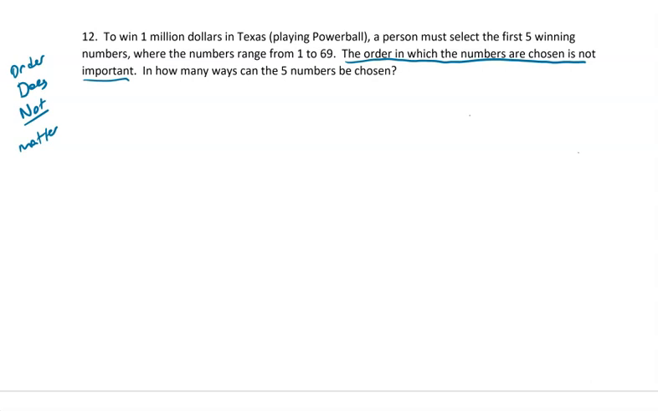So in this case, there's 69 numbers to choose from, and out of those, we can just choose 5 of them. Plug that into your calculator. We get 11,238,513. That's the total number of ways that you can pick 5 numbers. That's the total number of possible lottery tickets in this case.